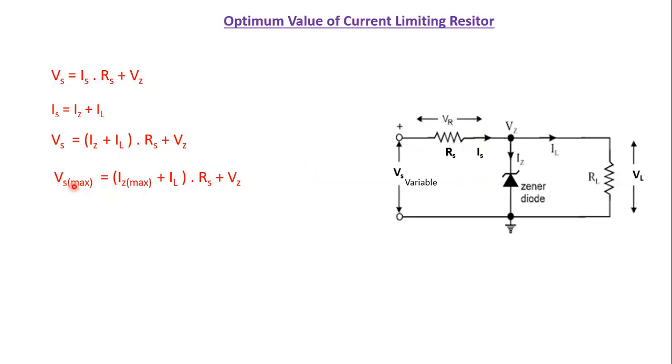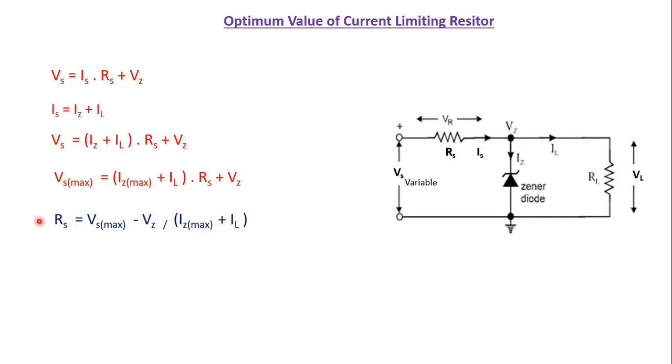Vs maximum can be written as Iz maximum plus IL into Rs plus Vz. So we can design the value of Rs so that the current comes only up to Iz maximum. From this we can find out the value of Rs. If you modify and simplify the equation for Rs, you will get this particular relation. So I can write Rs as Vs maximum minus Vz divided by Iz maximum plus IL.